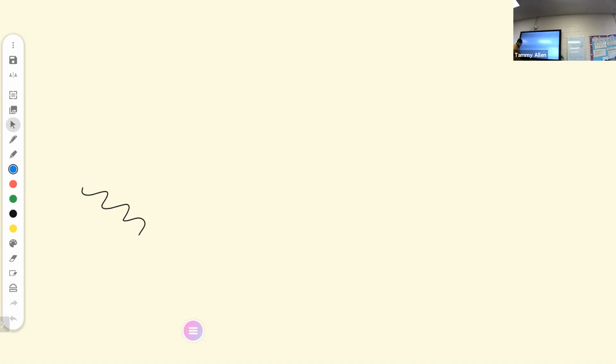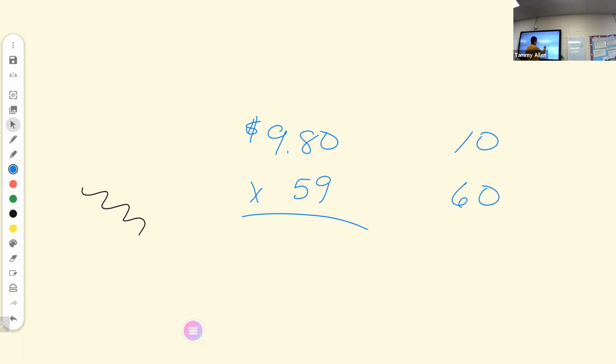$578.20. Now, if we would do an estimate on that, $9.80, and we're multiplying by 59. $9.80 is close to how much money? $10. 59 is close to how much? 60. 10 times 60. Well, if we're multiplying by 10, what happens to the decimal point? 1 to the right, making it 600. So our answer should be close to $600. Was your answer close to $600?